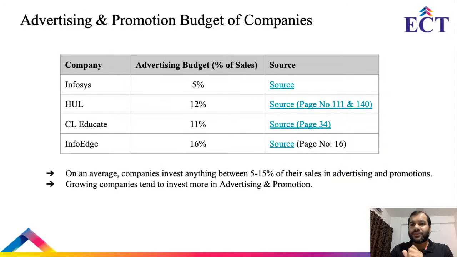Infosys is an IT company. Their advertising budget is 5% of their annual sales. That means for every 100 rupees that they earn, they spend 5 rupees on advertising. I will tell you the source from where I have taken that also.